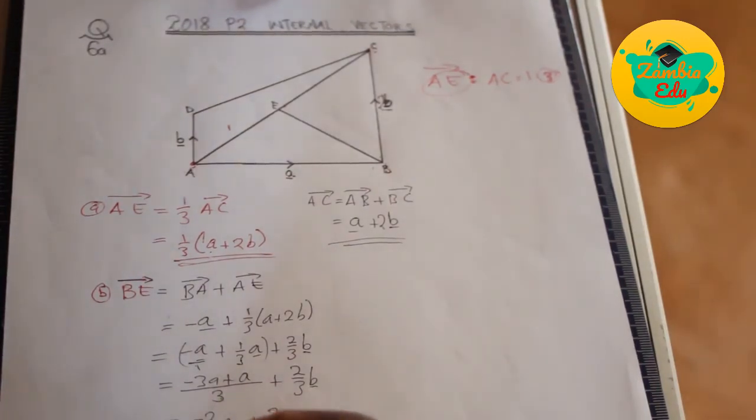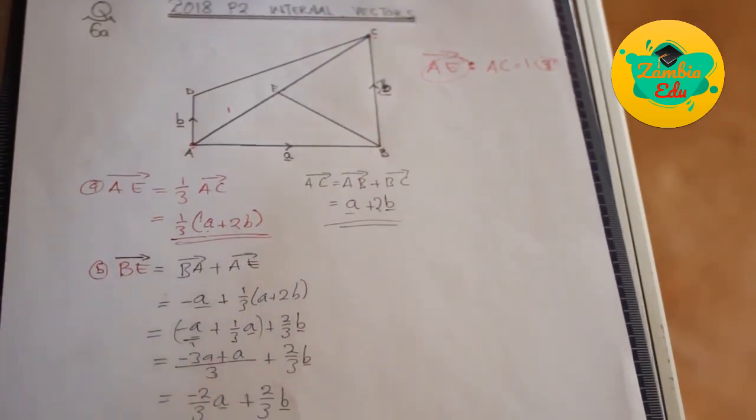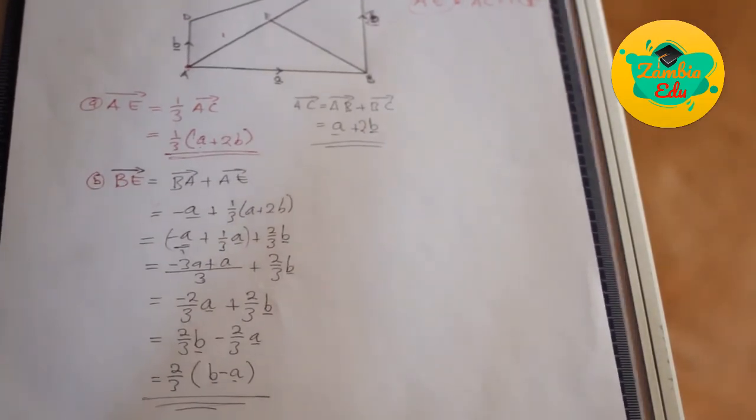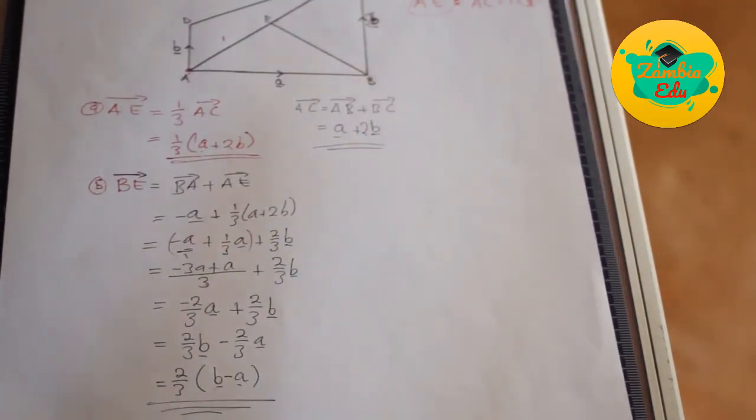Is that our answer? Almost. Let's put this as a positive vector, which is going to be 2 over 3B minus 2 over 3A. Having found that, let us factor out what is common. So we know that 2 over 3 is common, open bracket, B minus A. And that becomes our answer.